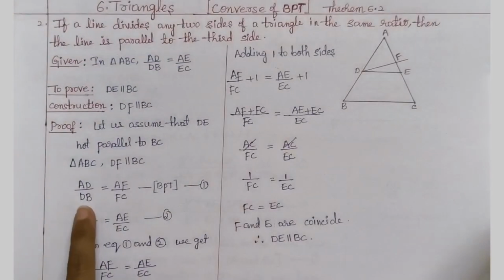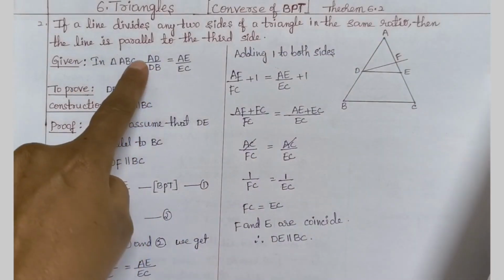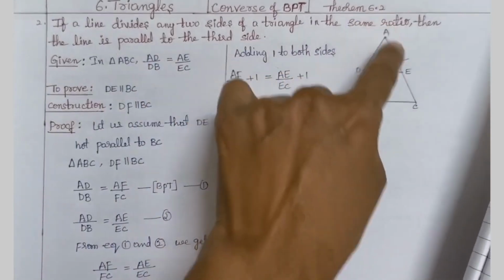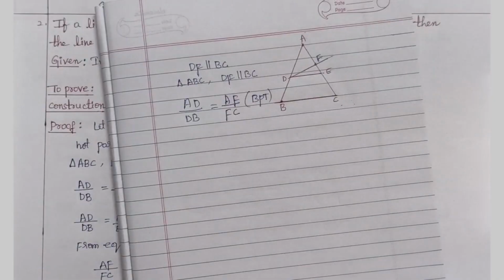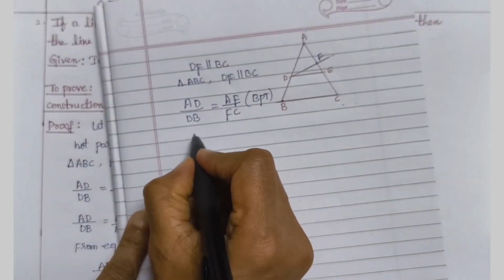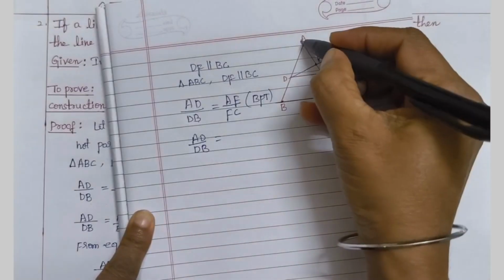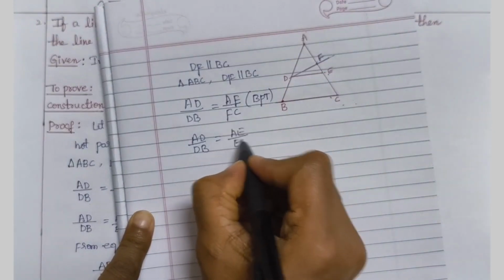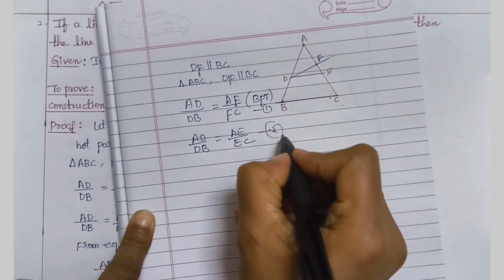But actually, what is there in the question? See here, what is there in the question? AD by DB is equal to AE by EC. Means, see here, in the given, AD by DB is equal to AE by EC. You can take this as the first equation, and this one we will take as the second equation.